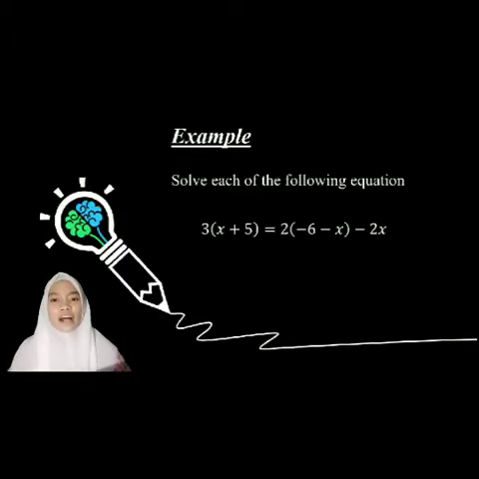Example: solve each of the following equations. 3(x + 5) = 2(-6 - x) - 2x.